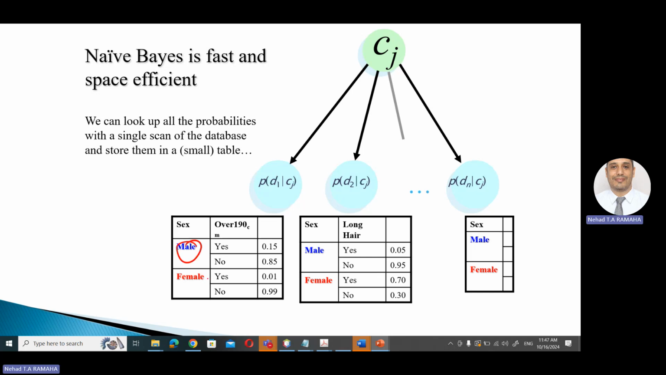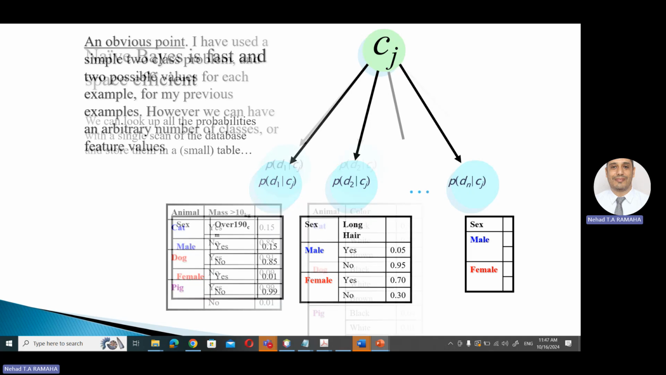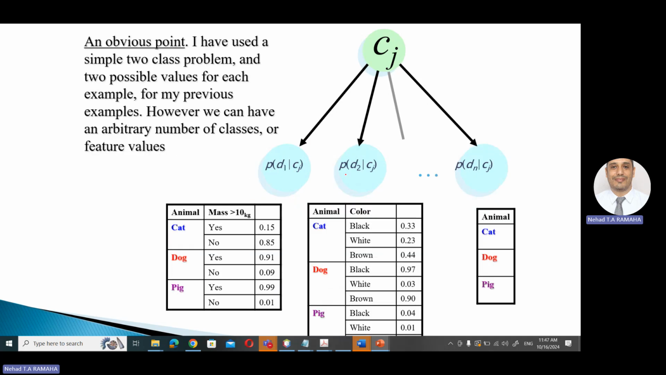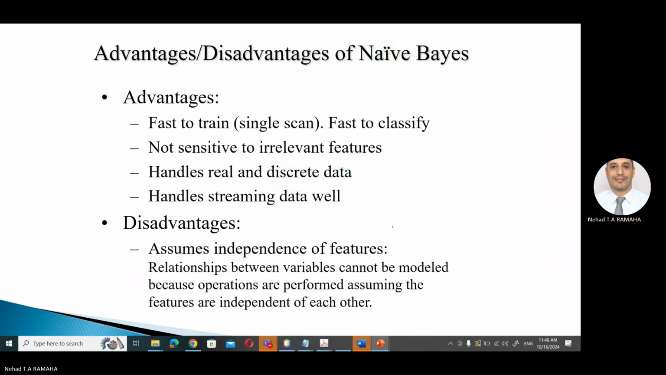Usually here we have only 2 features, so we can calculate each probability using a table like this. We could have more than one feature. For example, here for the category animal, we have cat, and we have more than one feature for the color. So it depends. You can have more than one feature for each category, and you can calculate it.